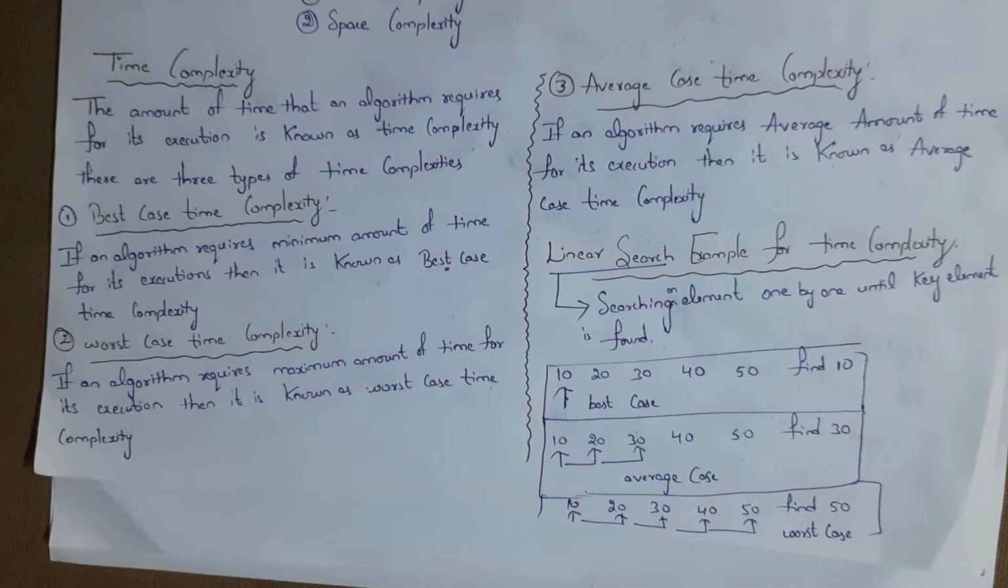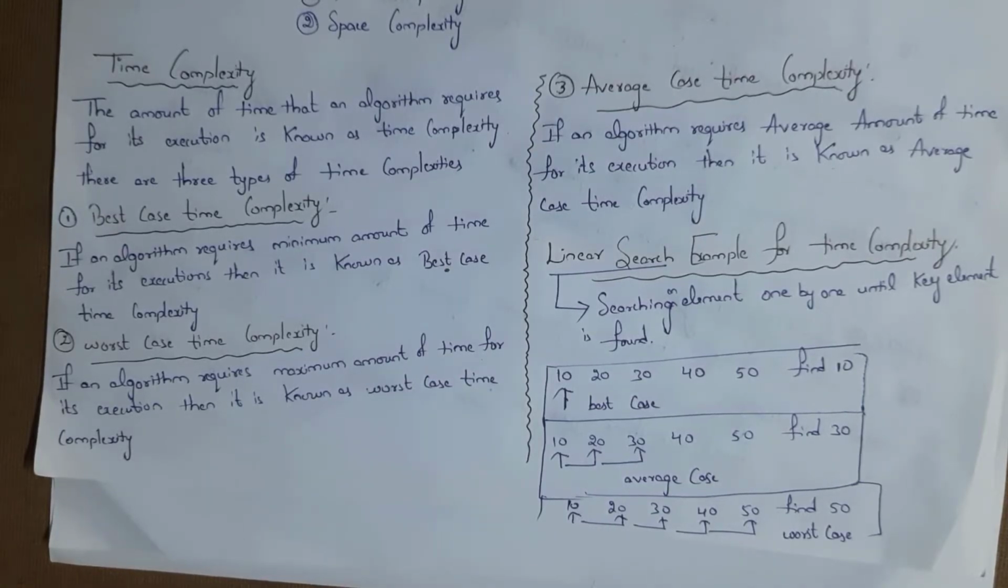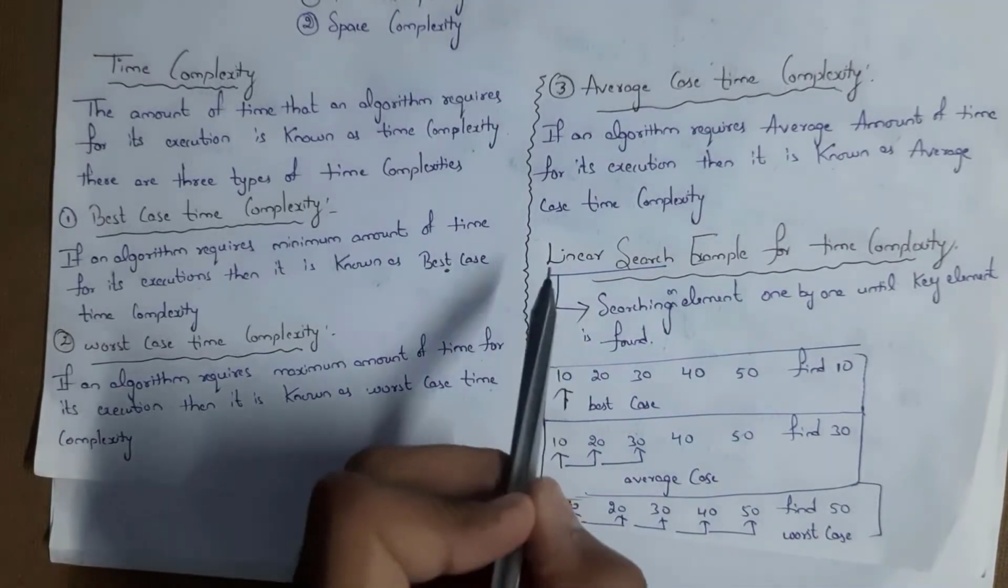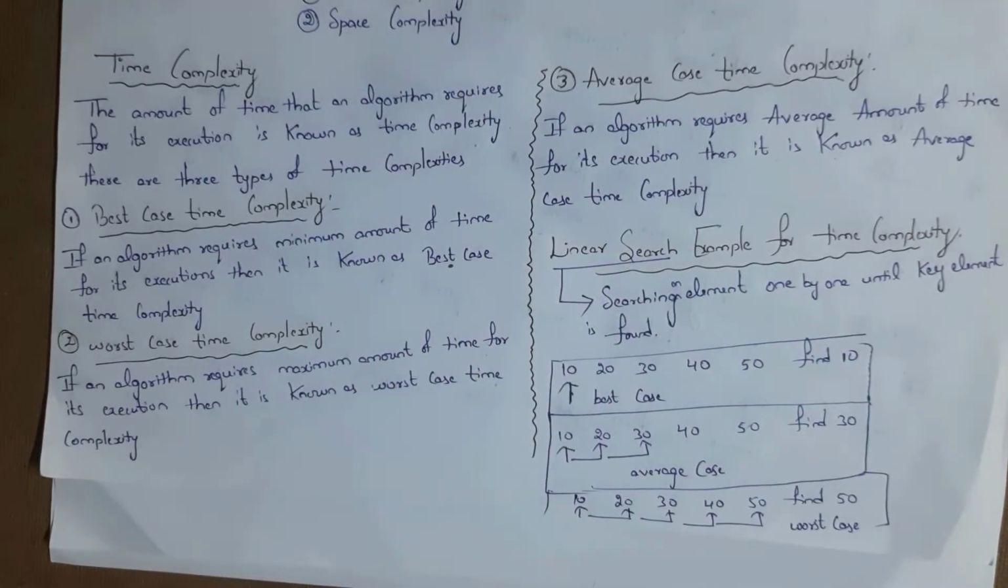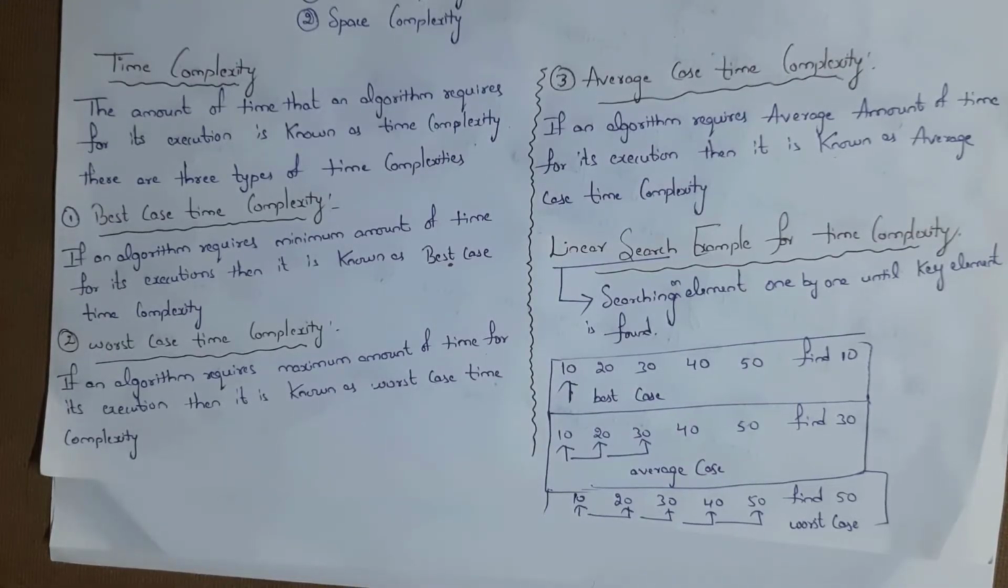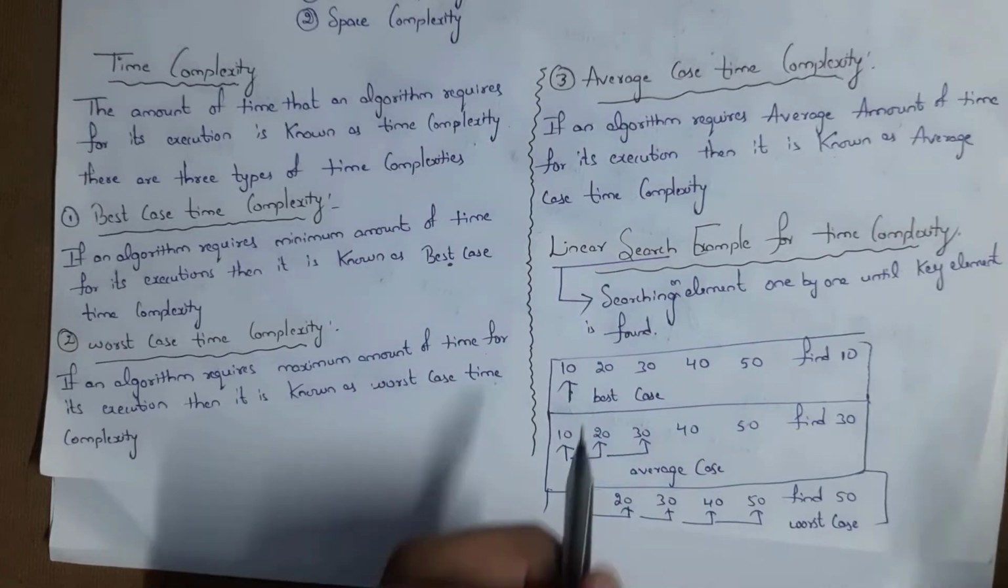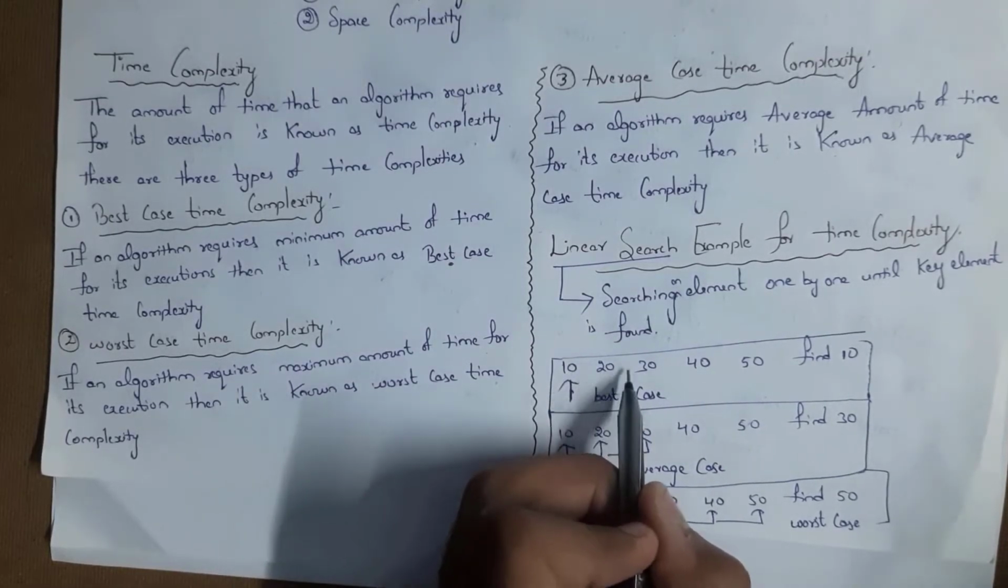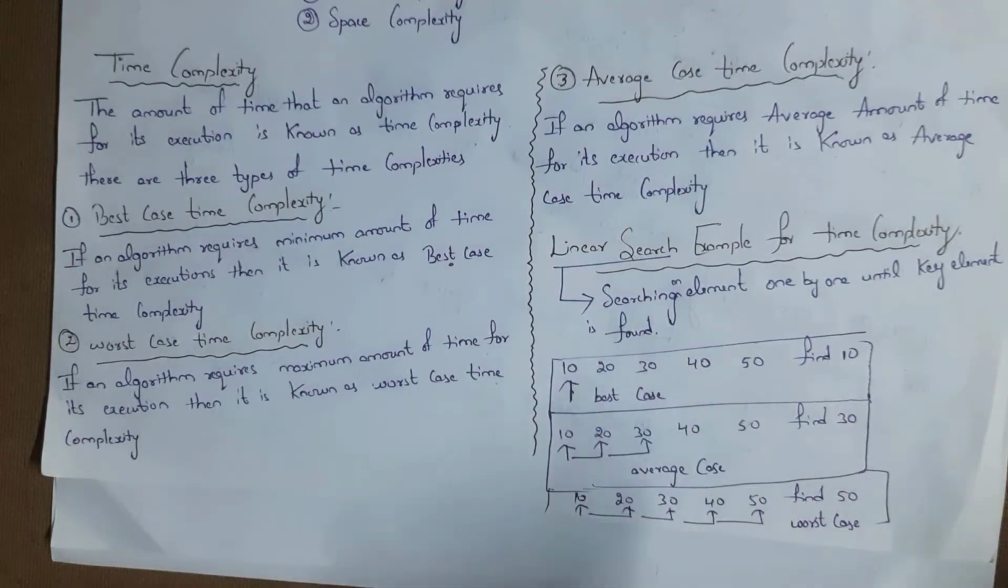I will explain best case, worst case and average case time complexities with an example, that is, the linear search example. We know what is linear search. Linear search is the process of searching elements one by one until we find the key element. In linear search, we will search each and every element one by one in order until we get our required element.